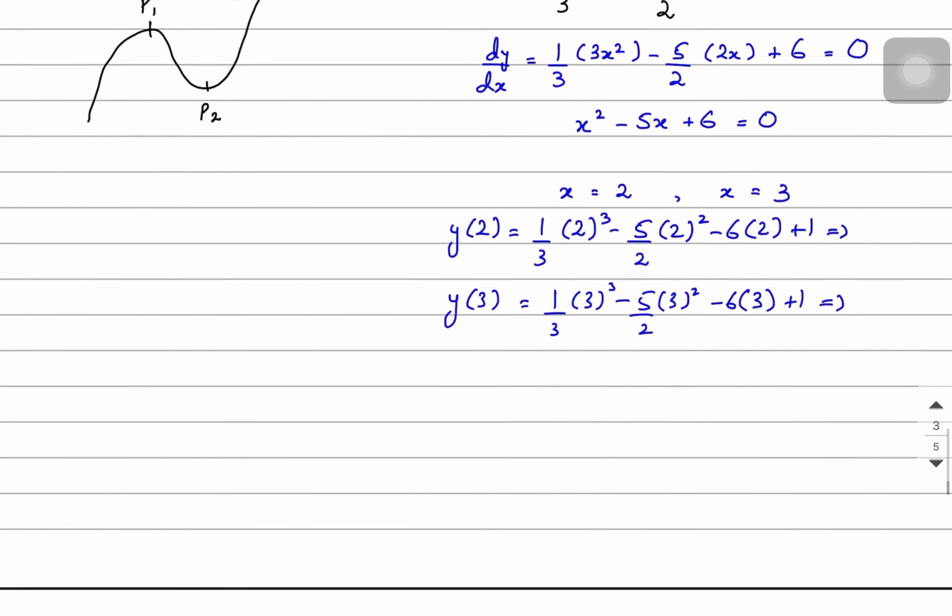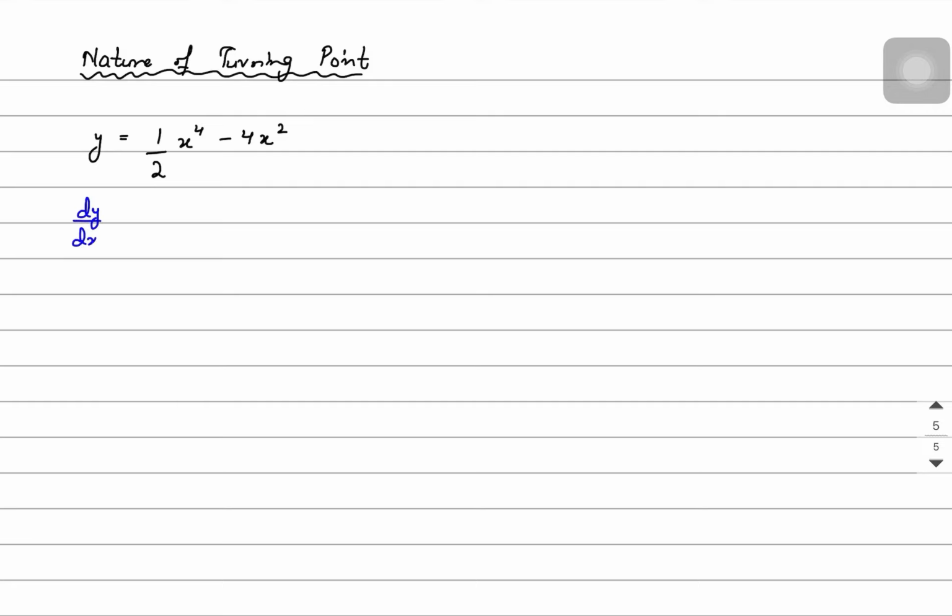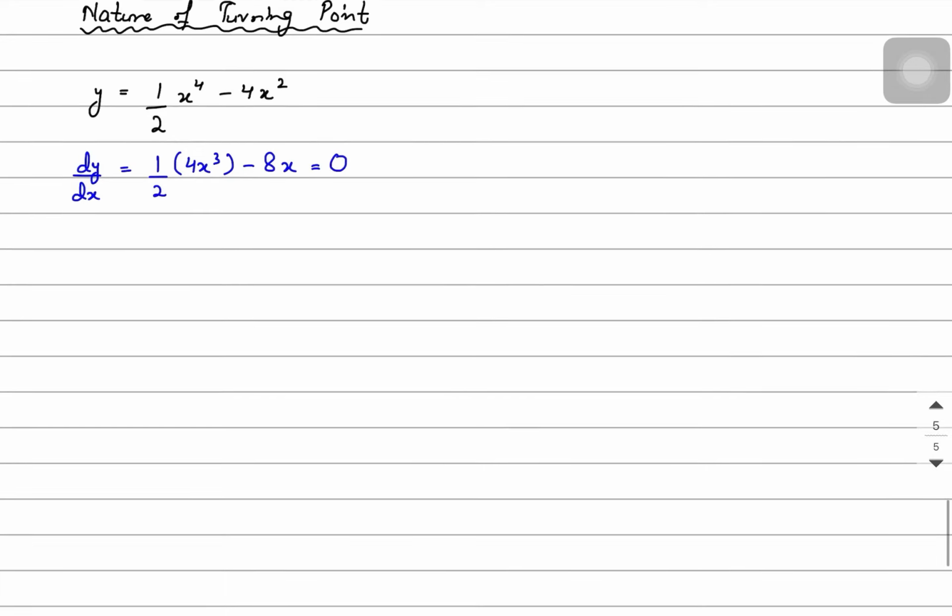For the nature of the turning point, we need the turning point. For the turning point, we need dy over dx. We call it a stationary point as well. Turning point is also known as a stationary point. So power comes down, 1 subtract from the power. Power comes down, 1 subtract from the power. And then I'm going to put it equals to 0.